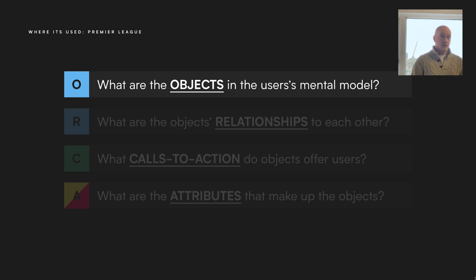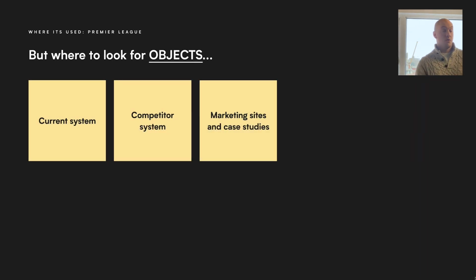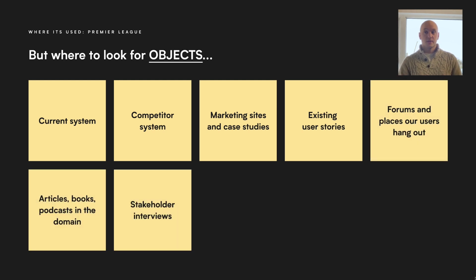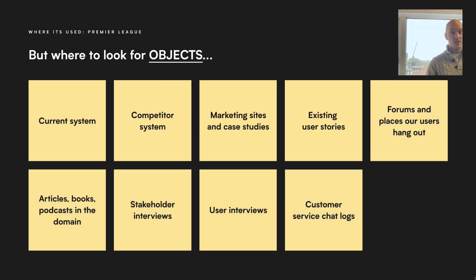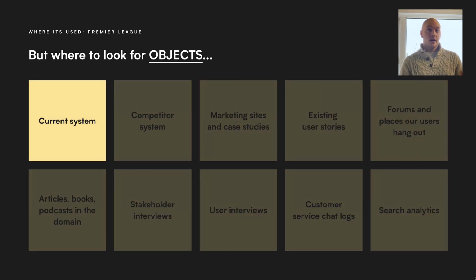Well, you can find objects in a variety of different places, all the way from what we've currently got within our mobile app, to conducting stakeholder interviews, user interviews, as well as looking at search analytics and service chat logs. So there's a variety of places where we can look at those objects, see how people are talking about them and how they're referring to them, to help guide our work. But for Premier League, we looked at the current system just because of the time constraints that we had.